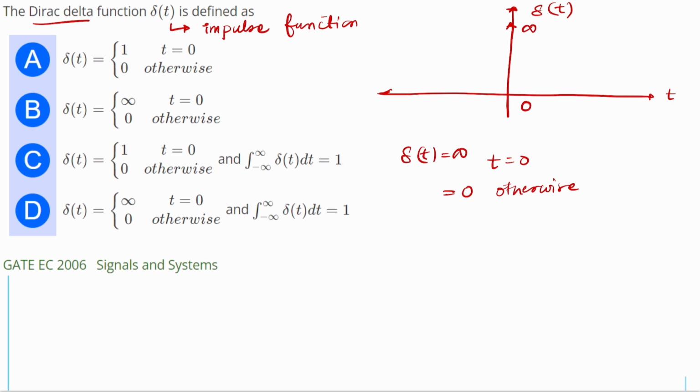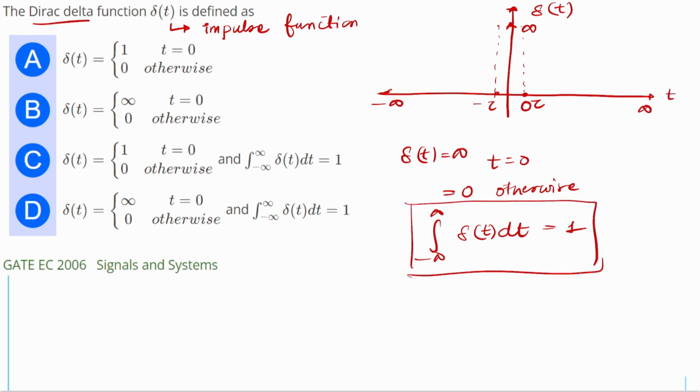Also its area is defined, from minus infinity to infinity, the area of delta t under this curve is defined as 1, because if I take a very small interval, minus tau to tau, and integrate it, it will give me the value 1. So this is the complete definition of a Dirac delta function. So its value is option, which option? Option D will be the correct option in this case.